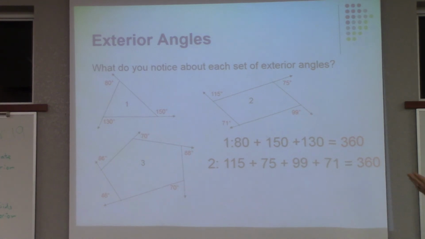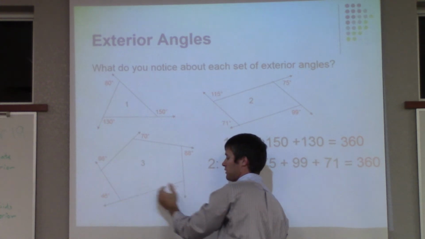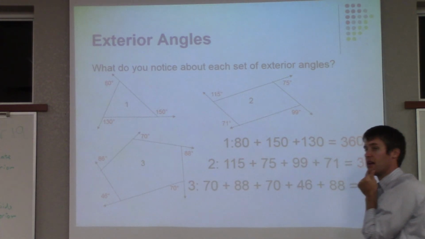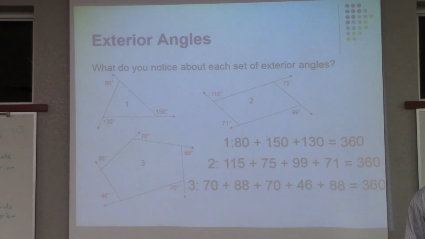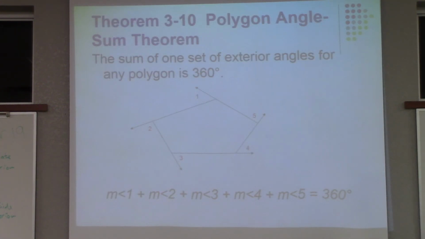360. Figure 3. Add them all together. This one and this one, this one, this one. What do you think we'd get? 360. So what do you think our property is going to be for all the exterior angles? The sum of all the exterior angles is 360 degrees. So that's our last property for today.